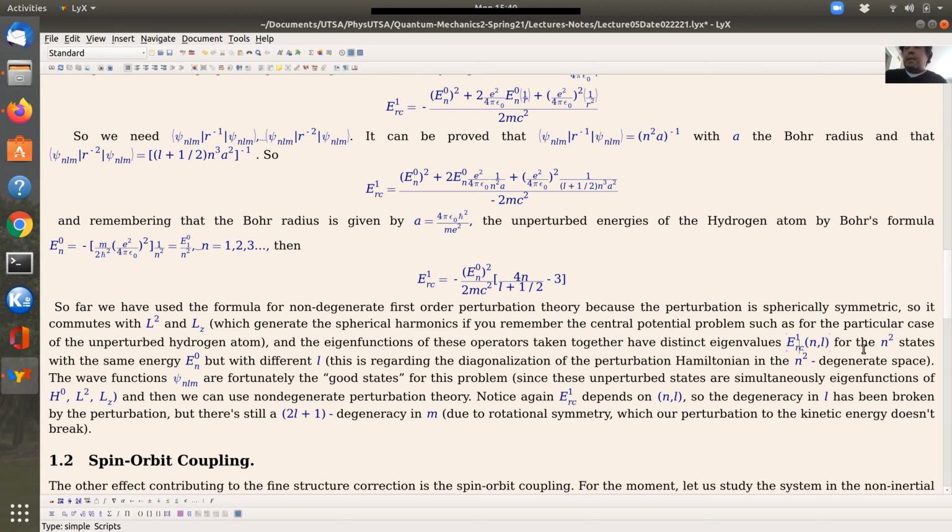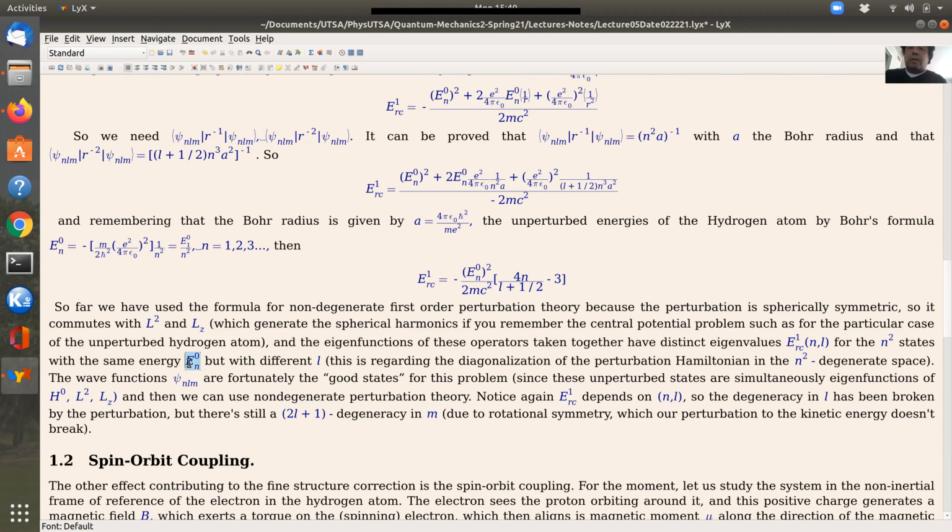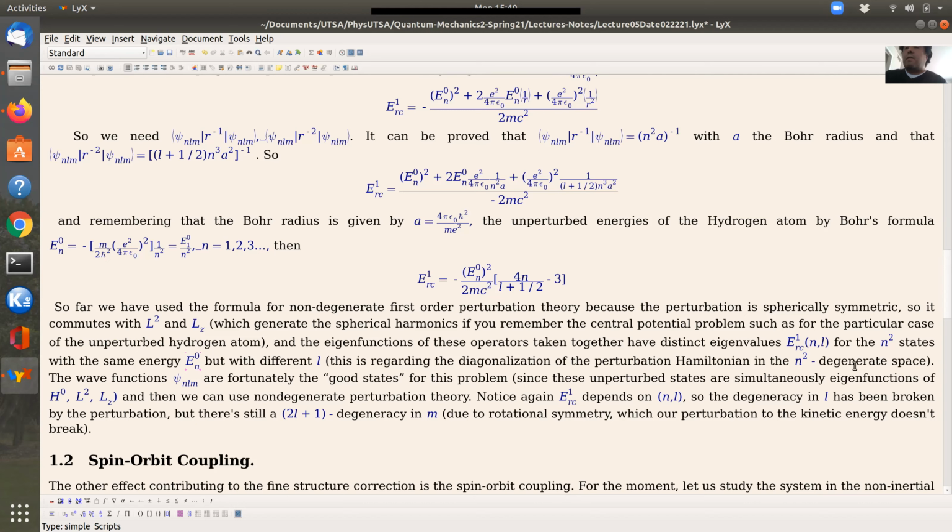But basically, what is happening is that if you are in this degenerate subspace, they all have the old energy E0n, but with different L, these values are different. And this is related to diagonalizing the perturbation Hamiltonian in the degenerate subspace. So there is a way to distinguish them. And this is the situation we expected from the theorem we stated last time, where you would find operators that commute with the Hamiltonian and the perturbation, which is what we're proposing.